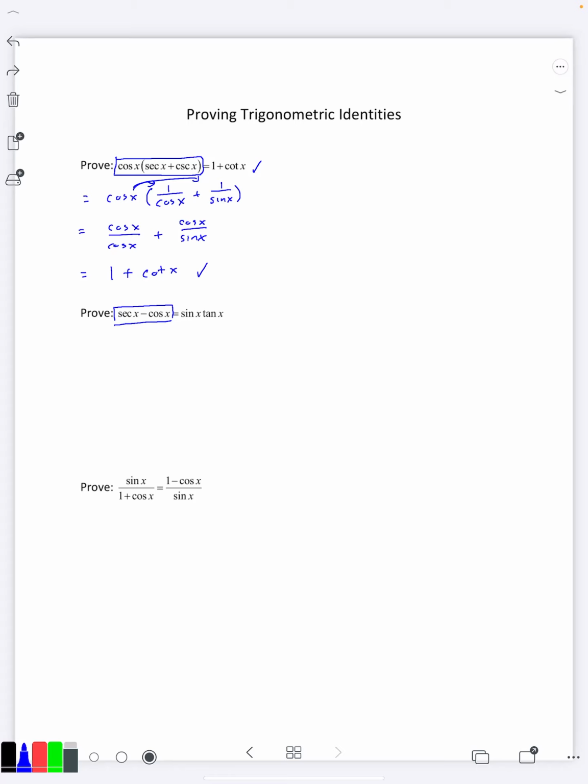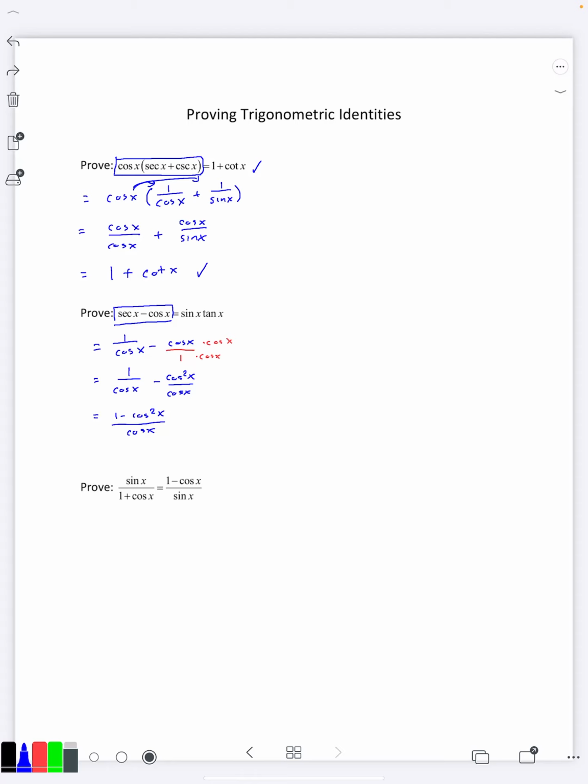I will go ahead and turn things into sines and cosines. So secant is 1 over cosine minus cosine. And then if I'm trying to subtract these two things, one's a fraction, the other one's not, so I want to get them to be both a fraction with the common denominator of cosine. That's using our algebra skills there. So then I have 1 over cosine minus cosine squared over cosine. Now they have a common denominator. I can combine them. 1 minus cosine squared x over cosine x.